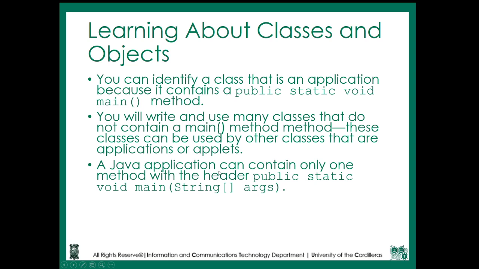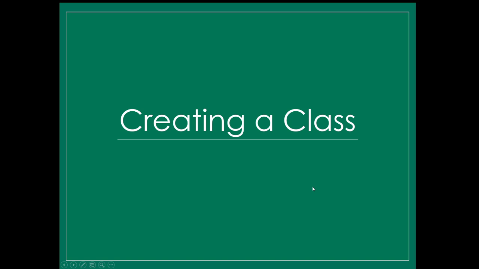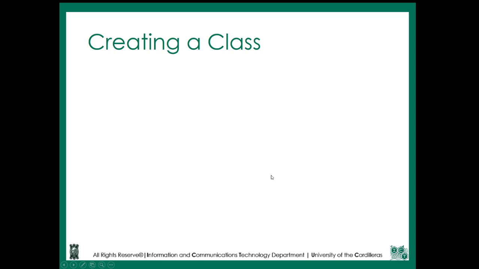So a Java application can contain only one method with the header public static void main string. Now, if you write a class that imports another class and both classes have a public main method, your application will not compile. Now, let's proceed on how to create a class.